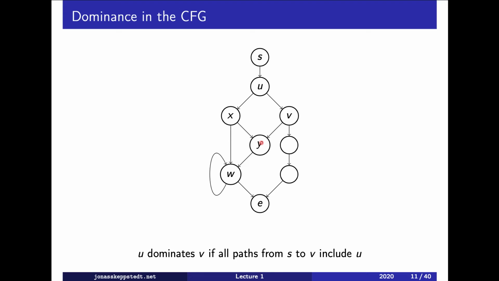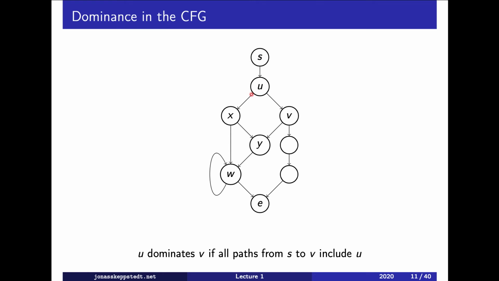There is a relation called dominance, and this dominance relation describes this. So we say that U dominates V if all paths from S to V include U. So S dominates all vertices, and no vertex except S itself dominates S.